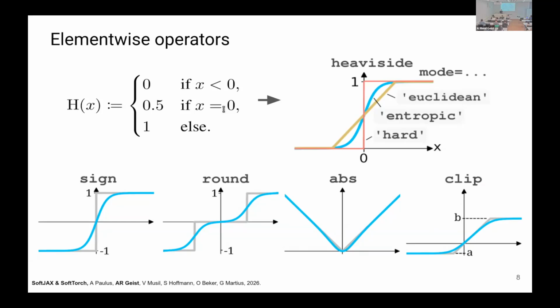Given the sigmoids, you can now define the sign, round, absolute, and clip functions. I'm pretty sure most of you have done this in a project. The advantage of having it in one library is that you can just use it. You don't need to think about how it was again, especially for more complex functions such as round. It's actually not so trivial to implement neatly.